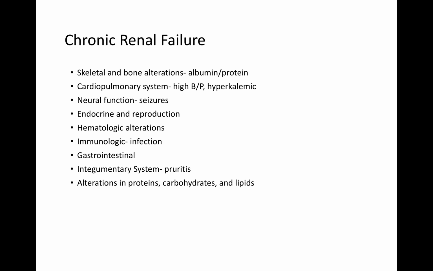Chronic renal failure can cause skeletal and bone alterations because of the albumin and protein problem. Cardiopulmonary system, high blood pressure and hyperkalemia can cause a heart attack. Neural function can lead to seizures. Endocrine and reproduction, we already talked about that. Hematologic alterations, immunologic, infection, gastrointestinal problems. Integumentary system, they can actually have a lot of itching due to toxins that settle in the skin that are not filtered out, and alterations in proteins, carbohydrates, and lipid metabolism.